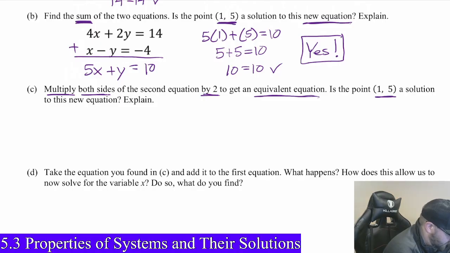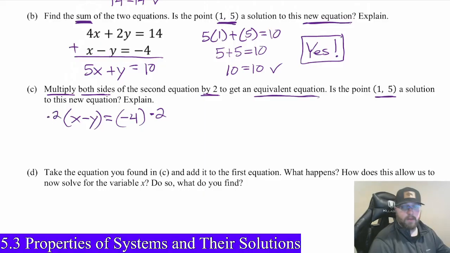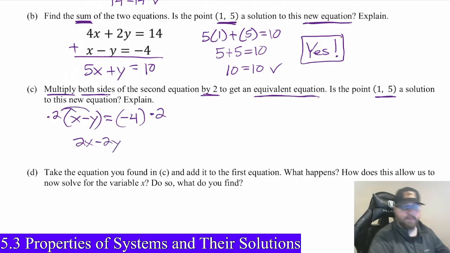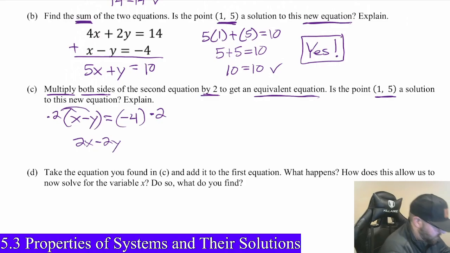Okay, so we're going to take x minus y equals negative 4, and I'm going to multiply everything on the right side by 2 and everything on the left side by 2. Now when we do that, we're going to get 2x minus 2y, because remember, we're multiplying everything by 2, so we have to distribute that 2, equals negative 8. And we're going to see, is that point a solution?